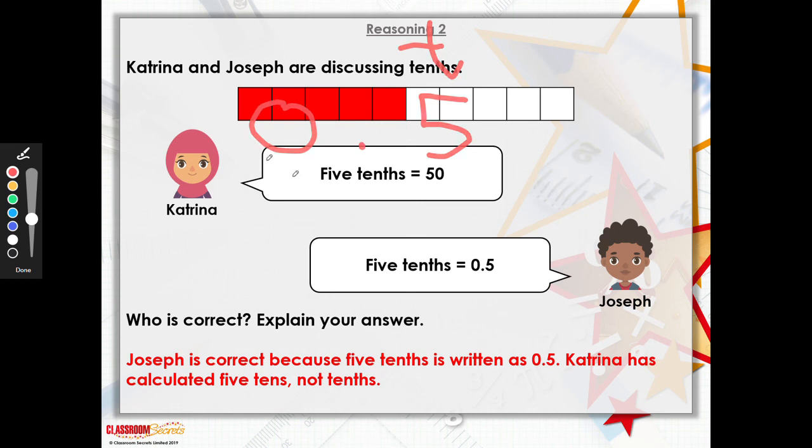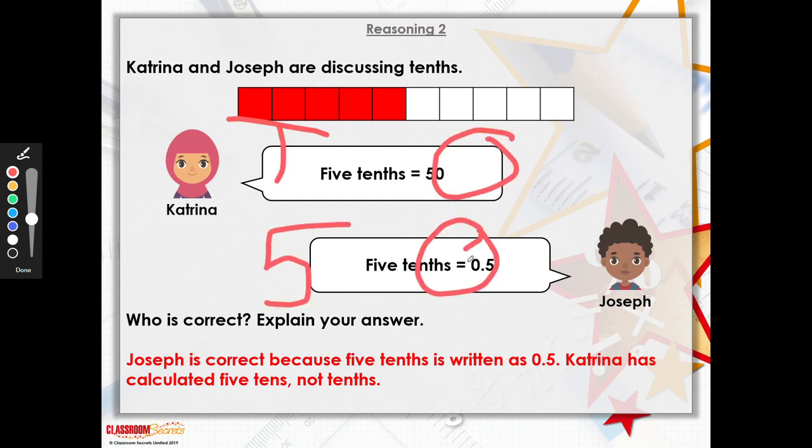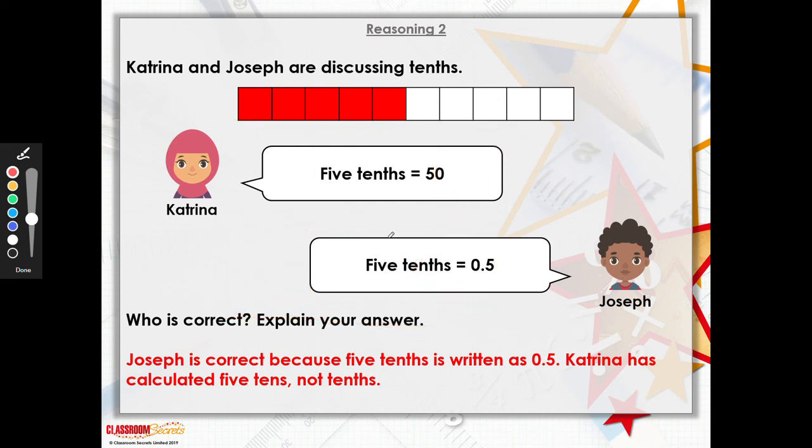So it'll be represented as 0.5. What has Katrina done? Katrina has actually calculated 5 tens, not tenths with that 'ths' at the end. She's done 5 tens, because what's 5 times 10? That's 50. If you use place value knowledge, with 5 tens you'd know to fill the ones column with a placeholder, and that'd be 50. But we're trying to figure out the tenths with that 'ths' at the end. So Joseph was correct. Well done.